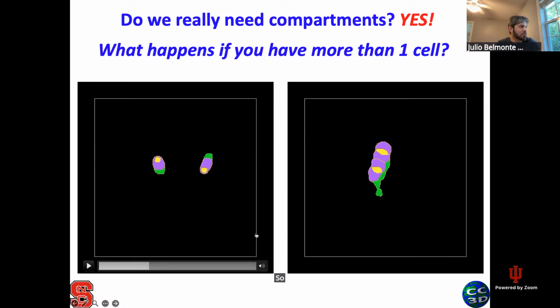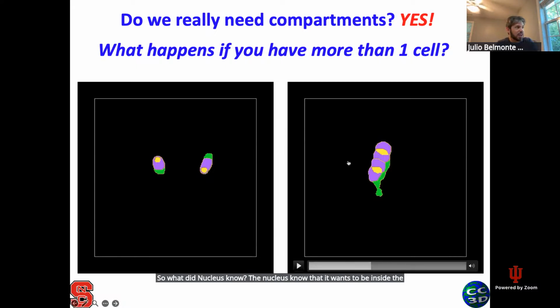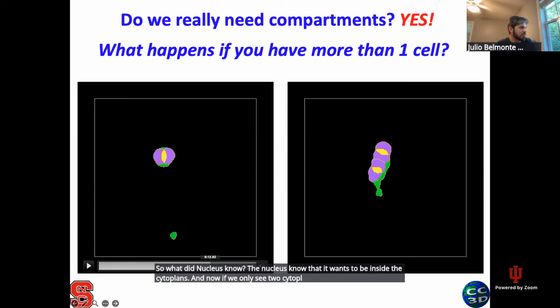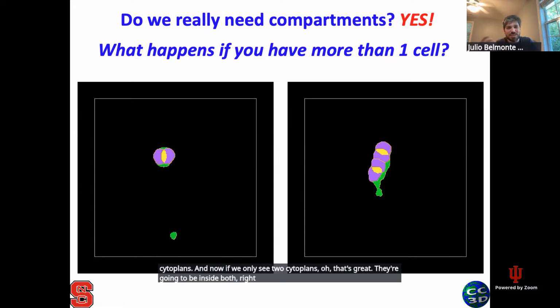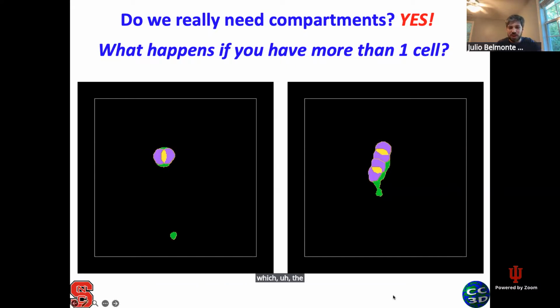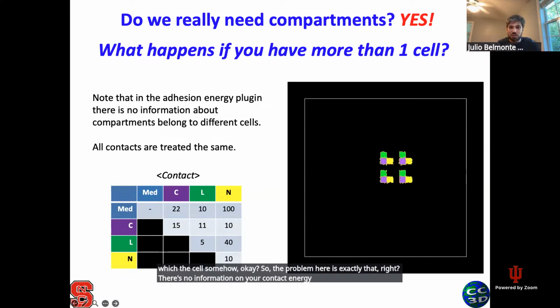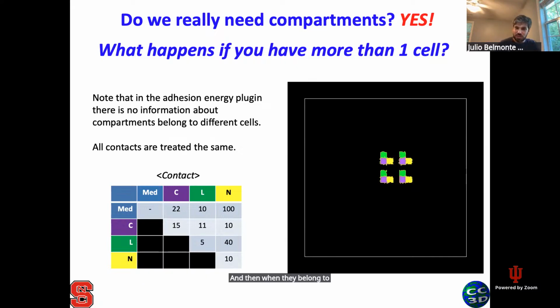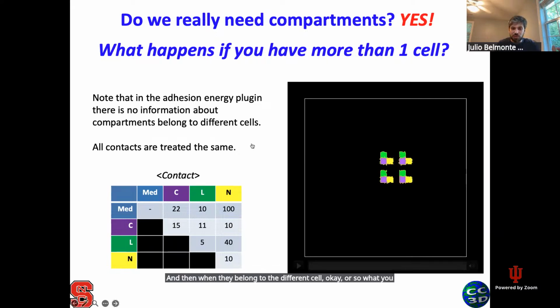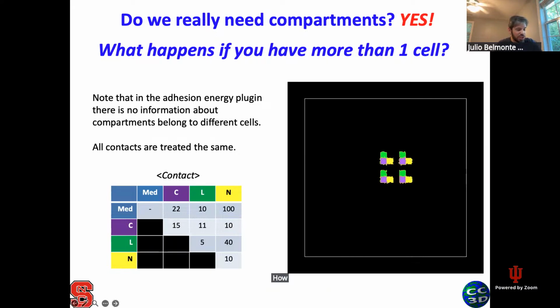So what does the nucleus know? The nucleus knows that it wants to be inside the cytoplasm. And now when it sees two cytoplasms, oh, that's great, it's going to be inside both, right? It does not know that it belongs to one cell or the other. So you have to compartmentalize the cells somehow, okay? The problem here is exactly that: there's no information in your contact energy about who belongs to whom. They should probably have different energies when they belong to the same cell than when they belong to different cells. So how can you differentiate that?